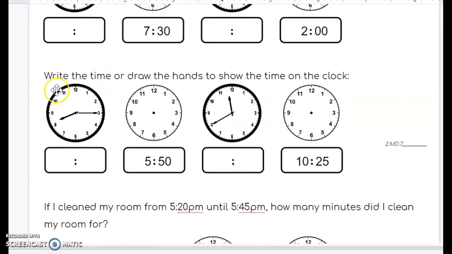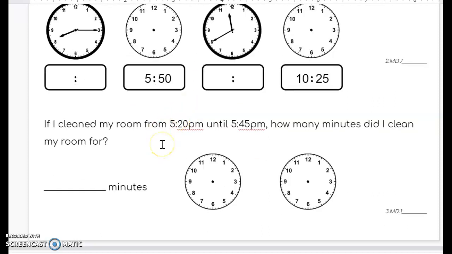For the next section, it's the same idea, only we're doing a little bit harder of times. Write the time or draw the hands to show the time on the clock. So I have some clocks that show the analog time and some clocks that show the digital time. You're going to write what is missing. So either you're going to write the digital time or you're going to draw the hands on the analog clock.